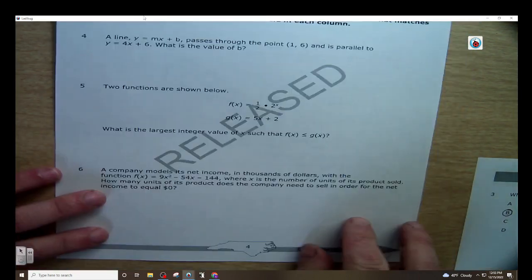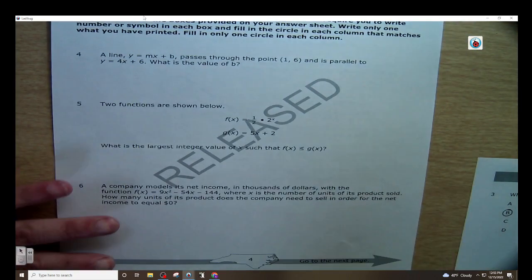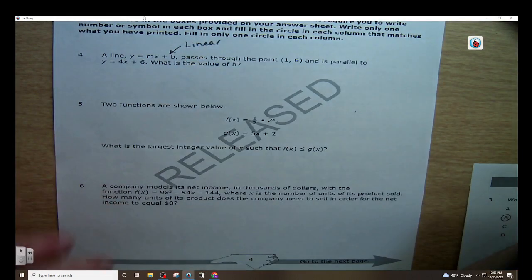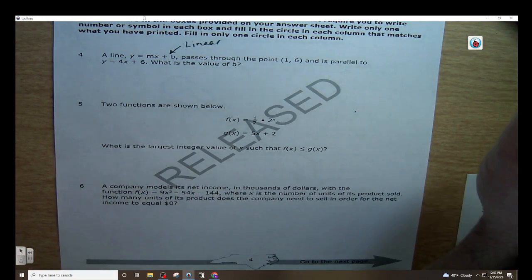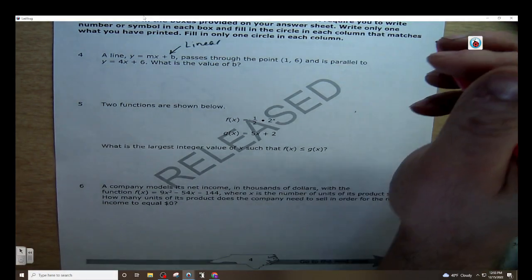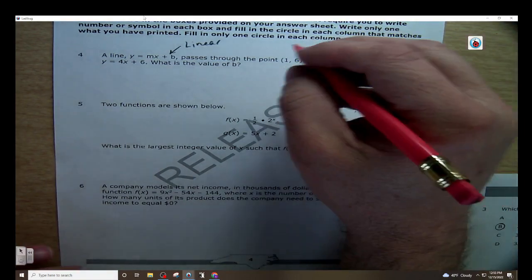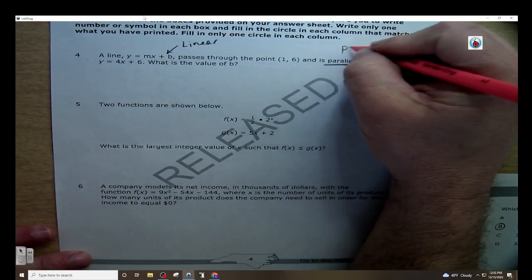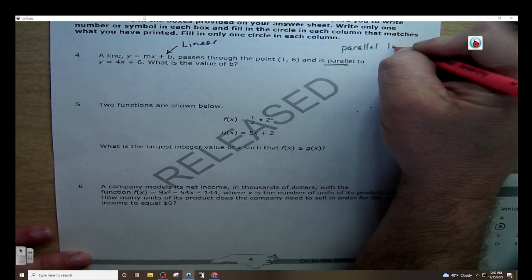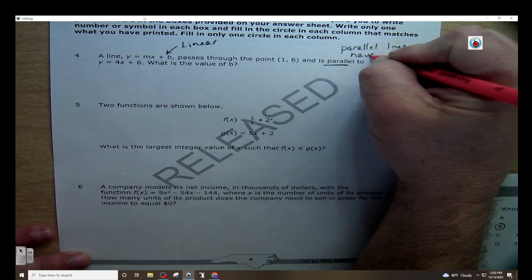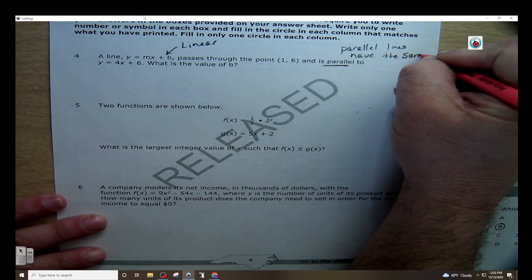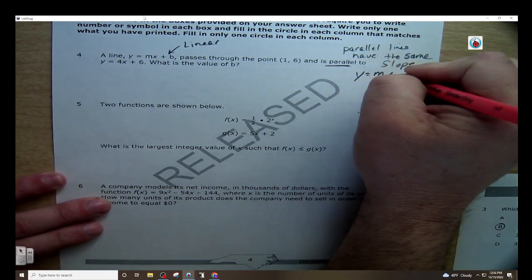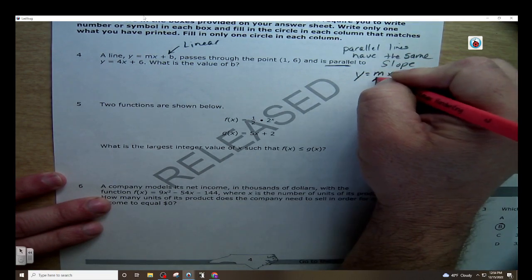All right. A line y equals mx plus b. Now, guys, y equals mx plus b is a linear equation. Okay, passes through the point 1, 6, and is parallel to y equals 4x plus 6. What is the value of b? So now, first of all, here's a key word, parallel. Two parallel lines have the same slope. Well, in y equals mx plus b, the number for m is your slope.